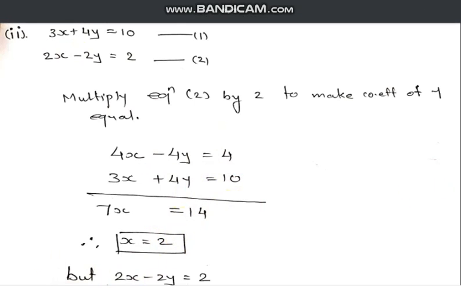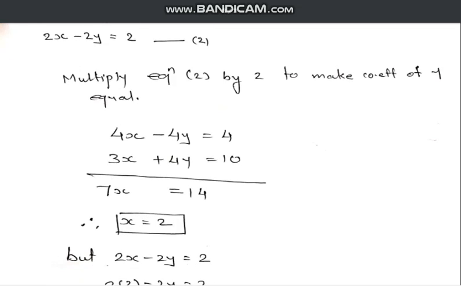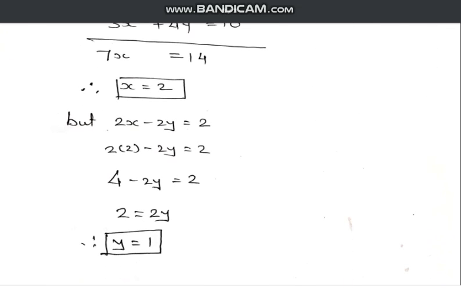Now to find the value of y, what will we do? We will use any equation. Either we can choose 3x plus 4y equals 10, or we can choose 2x minus 2y equals 2. So let us choose 2x minus 2y equals 2. Placing the value of x here, if we put x equals 2, we will have y equals 1.